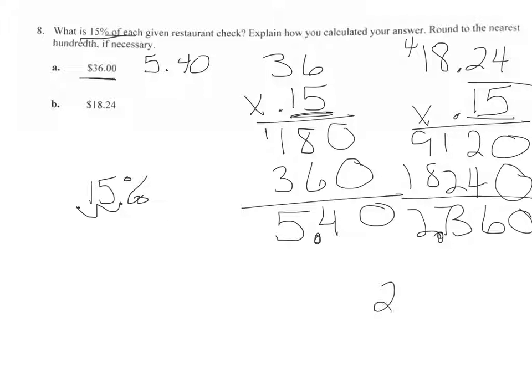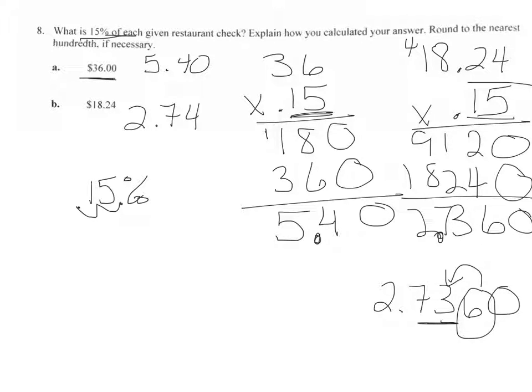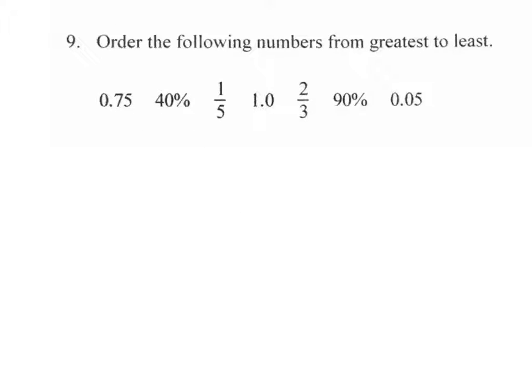So this number is the one we have to think about rounding to the hundredths place. So here is the hundredths place. So we have to look at the 6 to tell us what to do with the 3, and a 6 tells us to round up, so my final answer would be $2.74.